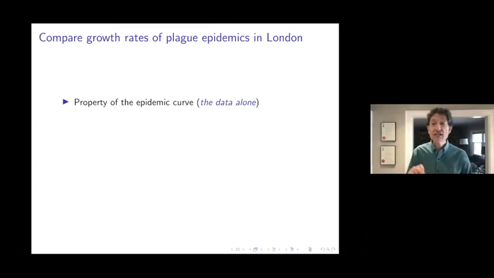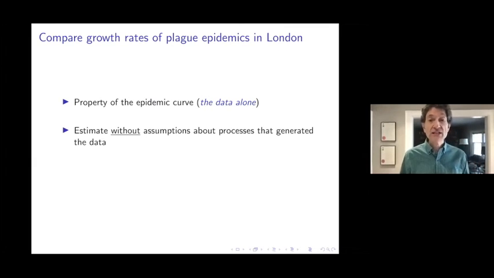And I'll emphasize that this is an important thing to do. We want to just compare the epidemic curves because there's a lot about plague, which I haven't told you and which we don't know. So at least we can't verify for these old data.